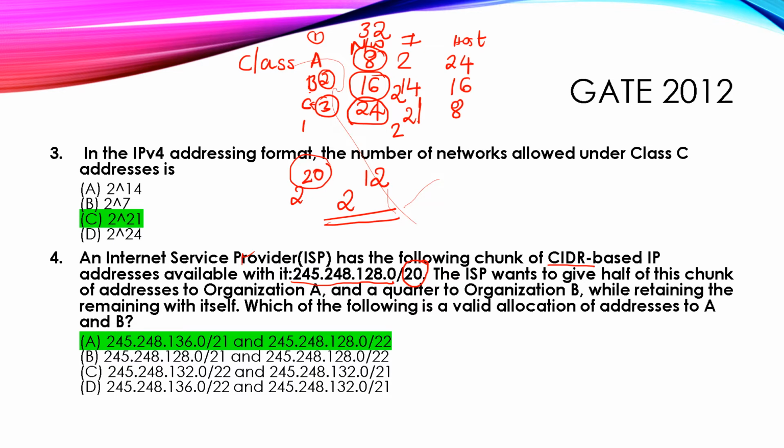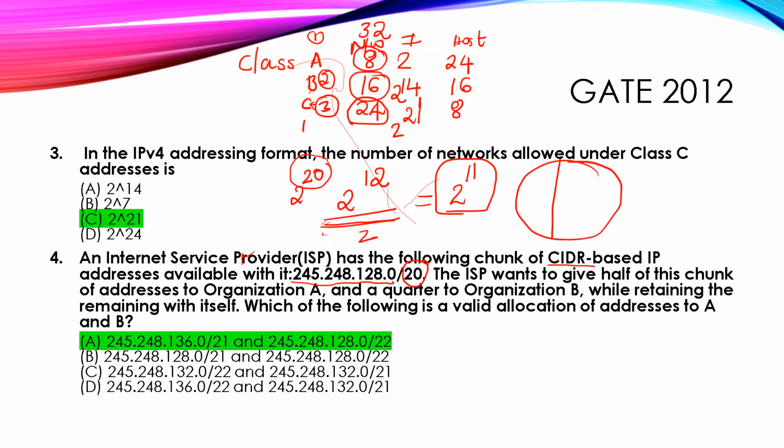Out of this 2 raised to 12, half is provided to organization A. That means 2 raised to 12 divided by 2, which is 2 raised to 11. So half of the addresses are given to organization A.